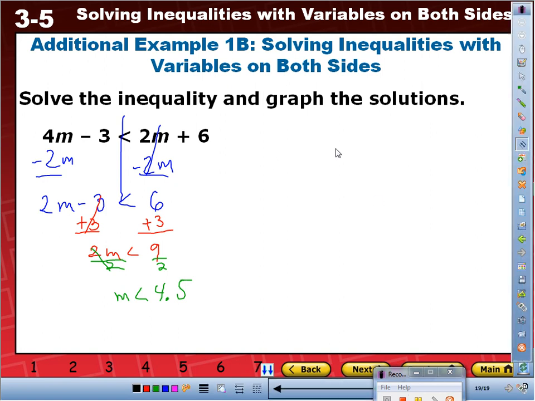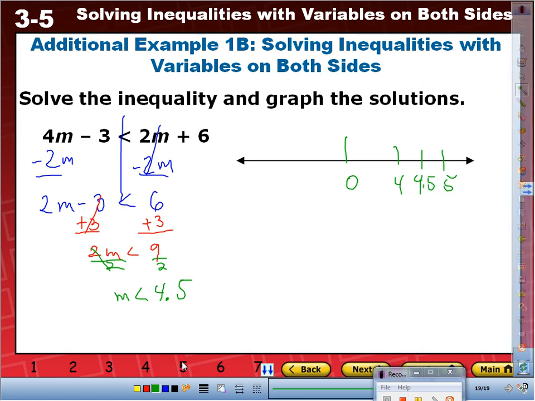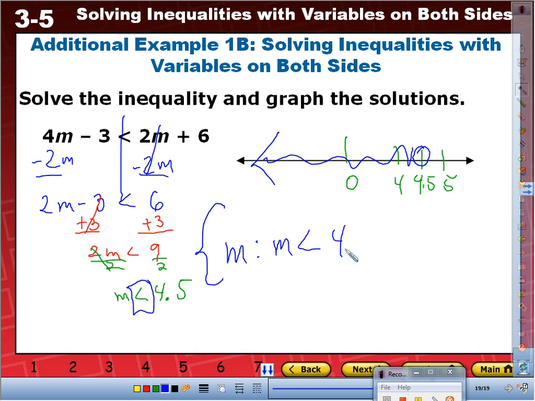And then your graph, we got 0, we got 4, we got 5. So 4.5 is about right there. And does it include the point? Let's see. No, so it's an open point right here. And what numbers are less than that? Everything to the left. My solution set: all m such that m is less than 4.5. Hands up if you got that by yourself. Okay, let's do the next one.